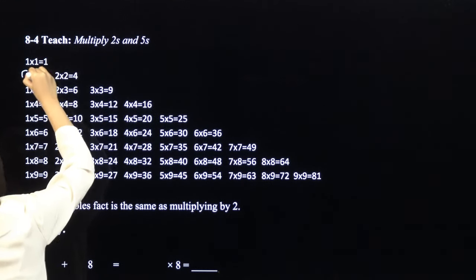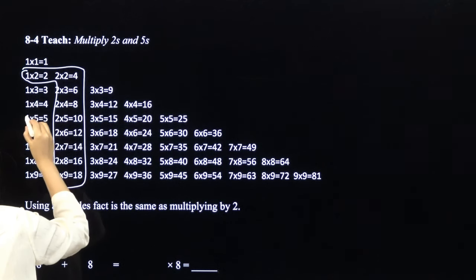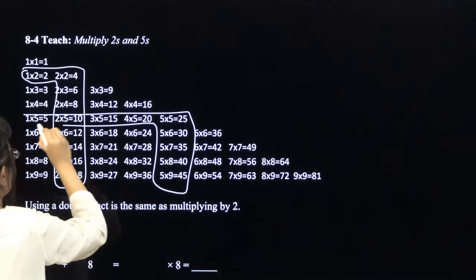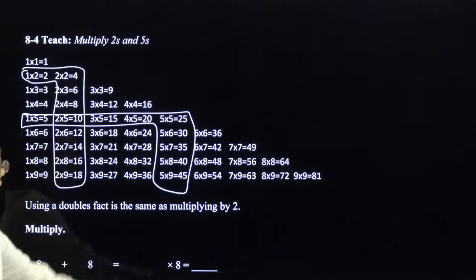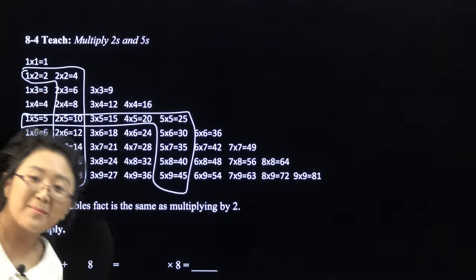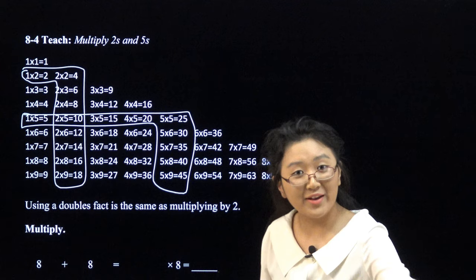The things that are related to 2 are these. And the things that are related to 5 are these. Okay, guys. You will be seeing much more of this in grade 3, and you will have to remember it in grade 3. Right now, you don't really have to remember it, but if you want, go ahead.